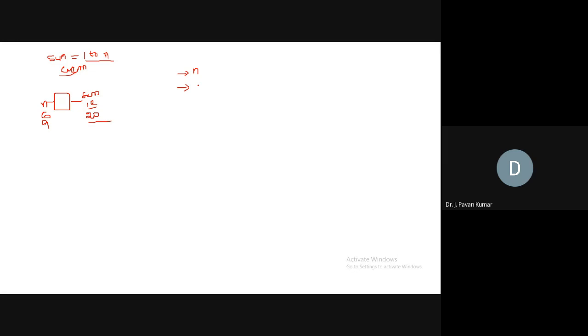N mod 2. Sum of 1 to n. No. Here we wanted to add only even numbers, the sum from 1 to n. So from 1 to n, whatever even numbers we have, those we have to add. N mod 2 means we will be checking whether it is even or not. But what is our requirement? From 1 to n, whatever even numbers we have, those we have to sum up.